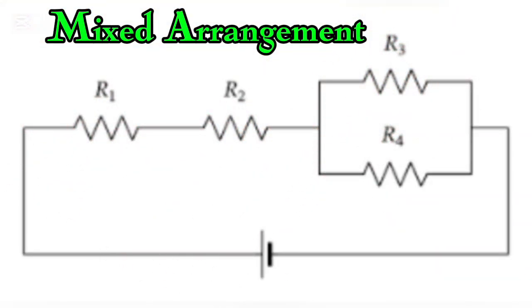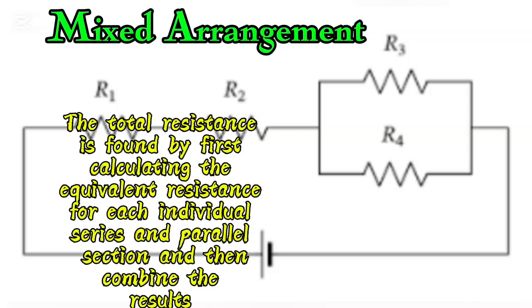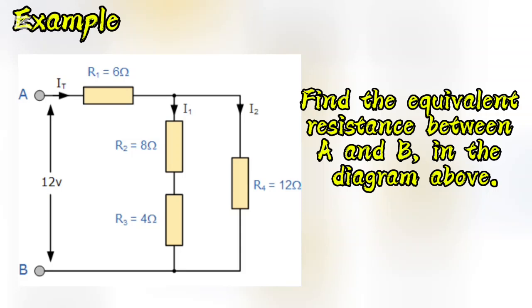Mixed arrangement. This circuit combines both series and parallel connection. The total resistance is found by first calculating the equivalent resistance for each individual series and parallel section and then combining both results. Example: find the equivalent resistance between A and B in the diagram above.